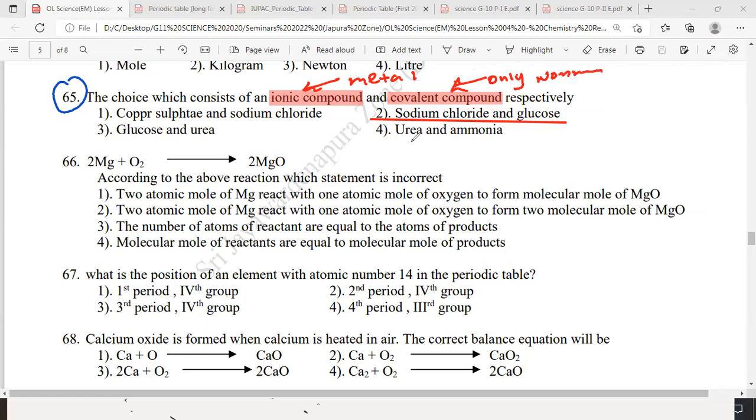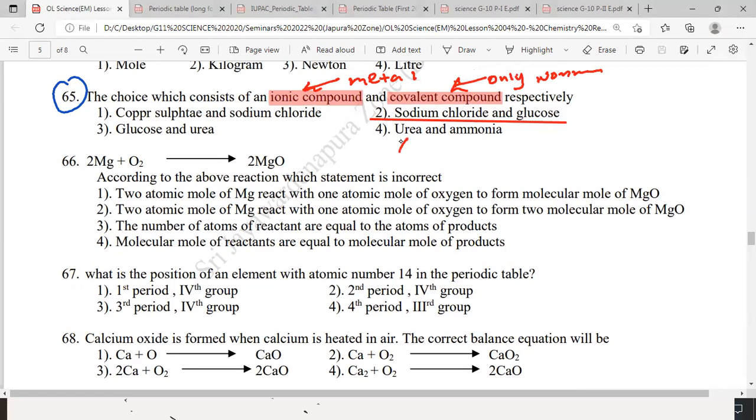So for example, urea. Urea has only non-metals: carbon, hydrogen, oxygen, nitrogen. Urea and ammonia are both covalent. Ammonia is NH3. Urea is CO(NH2)2. All are non-metals. Therefore, urea is covalent. And the other one, glucose and urea, again both are covalent. The answer is second.